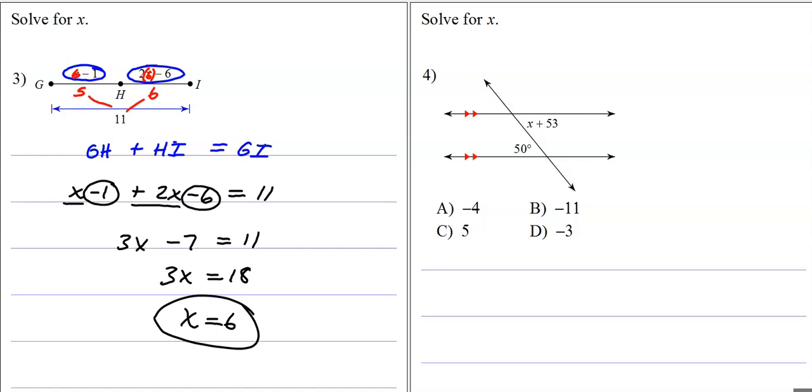All right, number 4, we're moving into some parallel lines here. These little arrows here, remember, tell me that these two lines are parallel, which creates this Z thing going on right here, which gives me some alternate interior angles that must be equal. So I'm going to set up an equation where x plus 53 equals 50. I subtract 53 from both sides, and I get an answer of x equals negative 3.